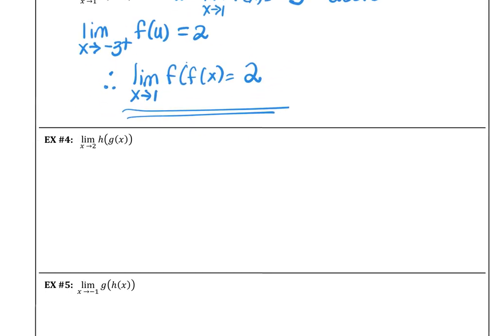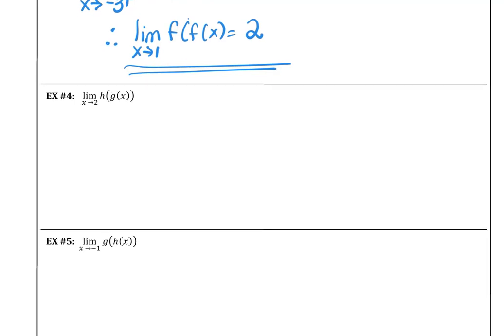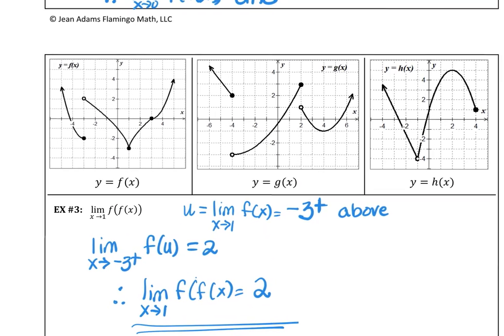In example 4, we have the limit of h of g of x, and we'll have to go back and look at the 2 graphs as we get this set up. So let's define u is going to be the limit as x approaches 2 for g of x. And we want to go look at the graph at 2. So going back to the graph of g of x, that's our inside function.